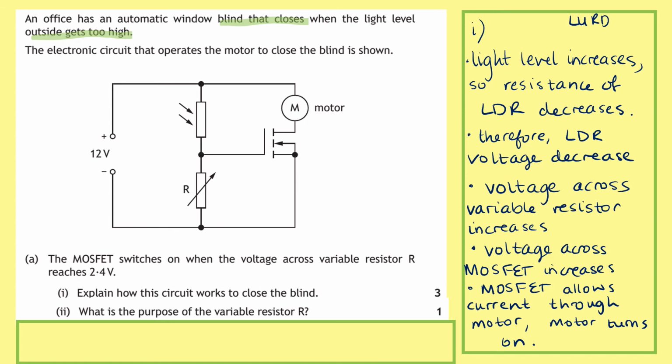What is the purpose of the variable resistor R? So why do we have this variable resistor here? This is actually to control at what light level the blind starts to close. So this says either at a really, really bright light or a kind of medium dim light. So whatever you turn your variable resistor to is going to determine what light level makes the blind close.